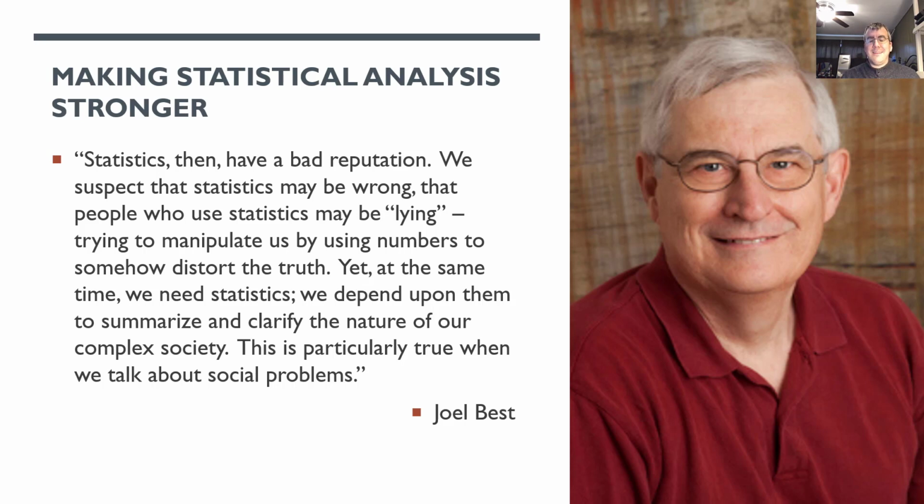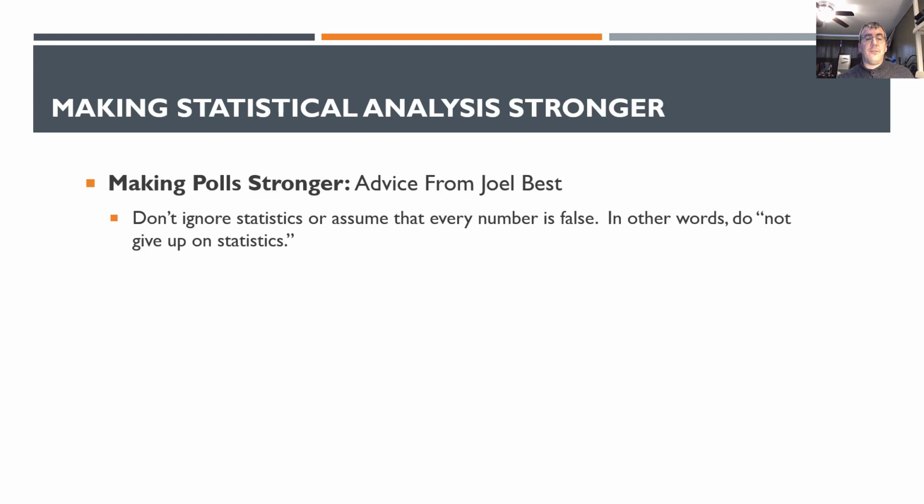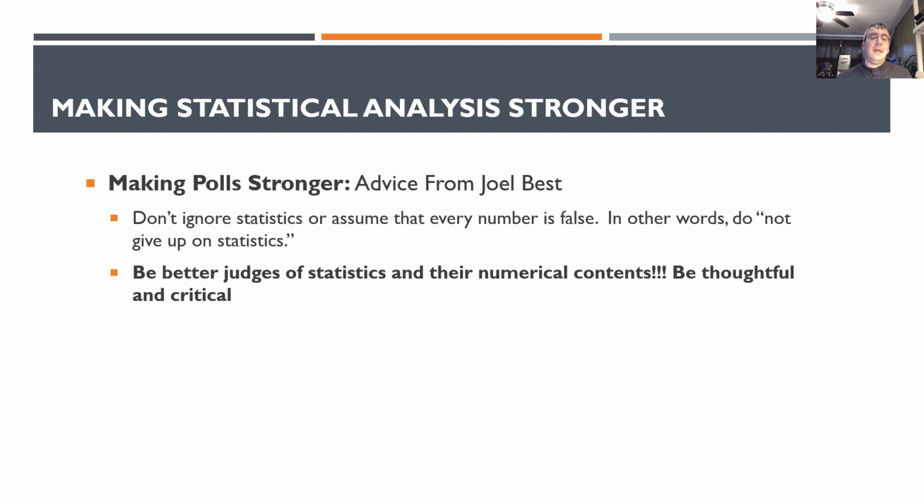So, Joel Best says statistics are flawed yet needed. So his advice is, let's make polls stronger. Let's make surveying and statistical analysis stronger. And he notes, don't ignore statistics or assume that every number is false. In other words, do not give up on statistics. Instead, we as citizens need to be better judges of statistics and their numerical contents. We need to be thoughtful and more critical. We need to critically assess and know the complexities of statistics as well as know their limitations.